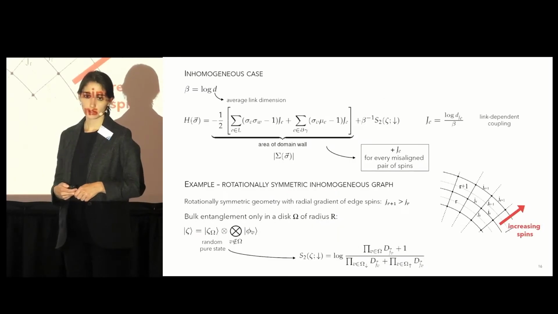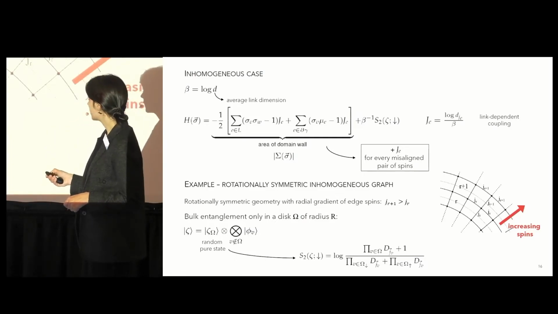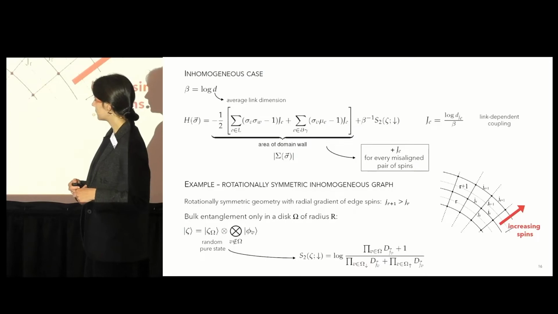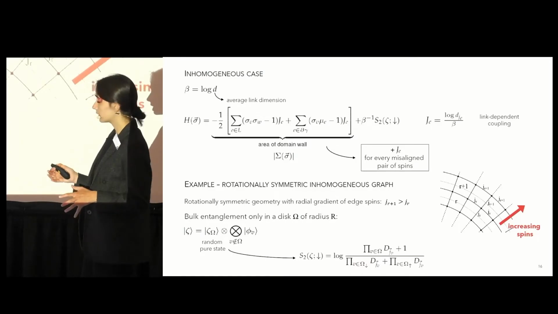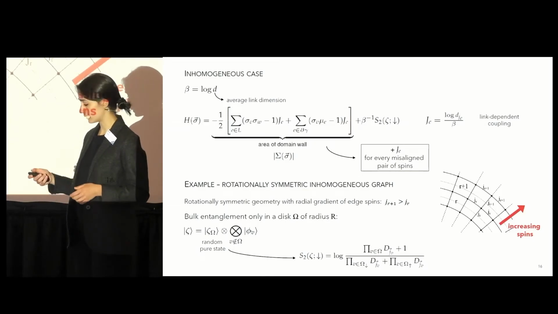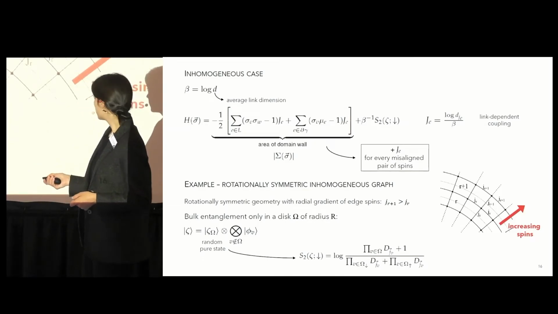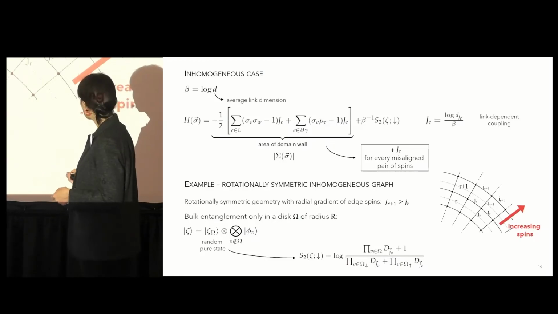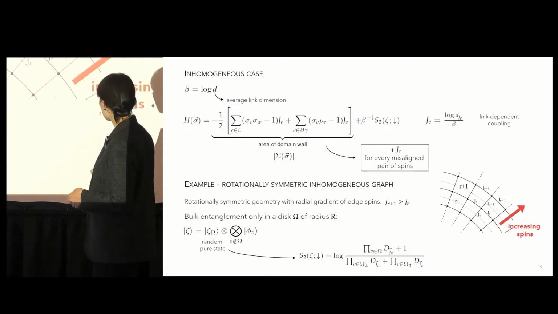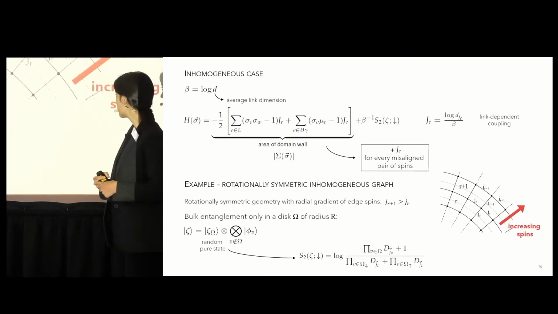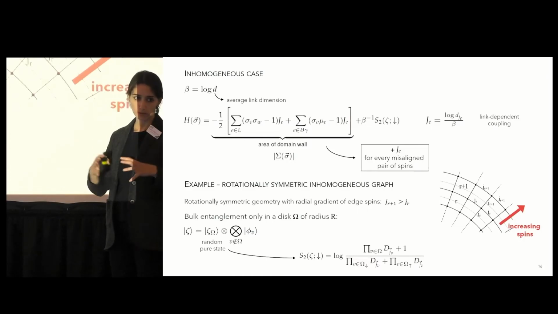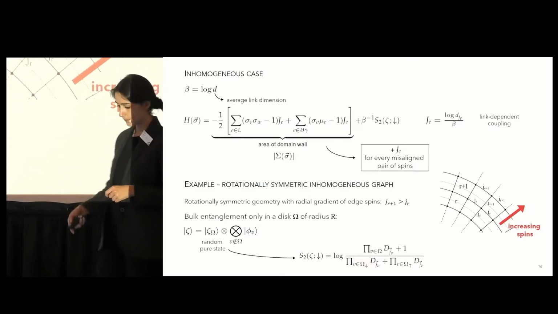The inhomogeneous case is very similar. The only difference is that the couplings of the Ising model are now not the same for the graph. So every link has its own dimension. But still we have a contribution given by the area of the domain wall. It's just that when computing the area, we have to take into account that every link is weighted differently. And in the example in this case, we consider a spherically symmetric geometry in which the spins, which correspond to the area of the surfaces dual to the links, are increasing with the radius, as we expect for a spherical geometry.